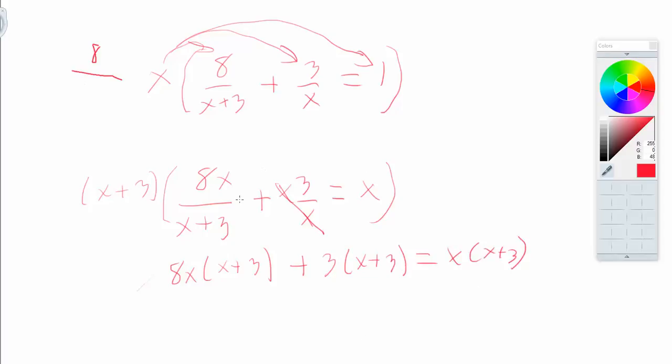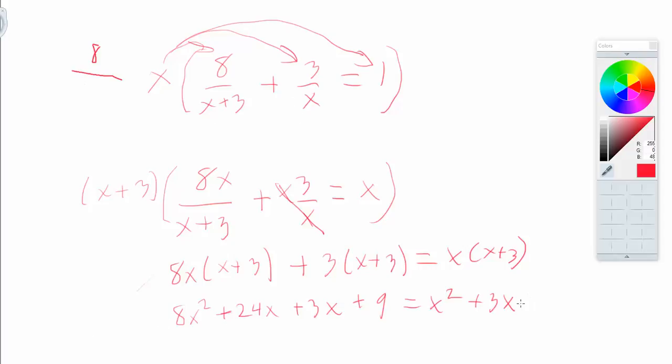All right, so now let's do this. So we've got 8x squared plus 24x plus 3x plus 9 equals x squared plus 3x. And then see how I got rid of those x's on the bottom?